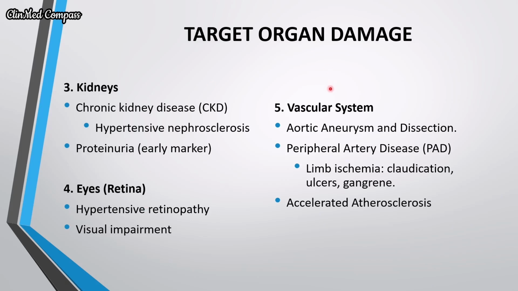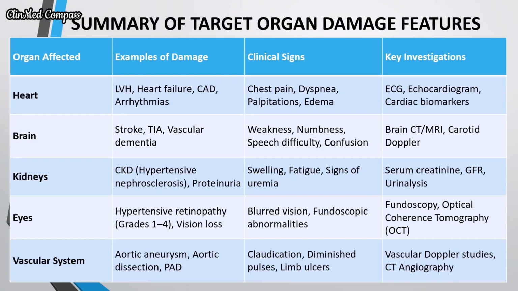Then the vascular system is also involved. Aortic dissection, aneurysm, peripheral artery diseases, and accelerated atherosclerosis. This table summarizes the key target organ damage associated with hypertension. We look at the organs, the damages that happen, clinical features, as well as key investigations that can be done.